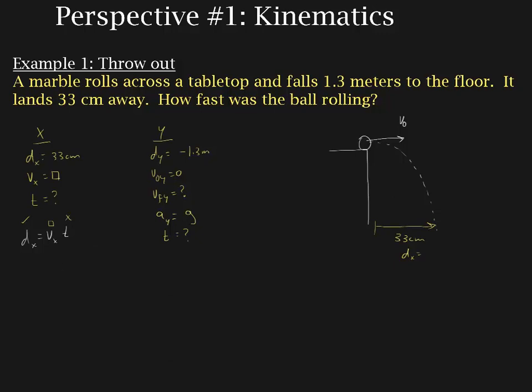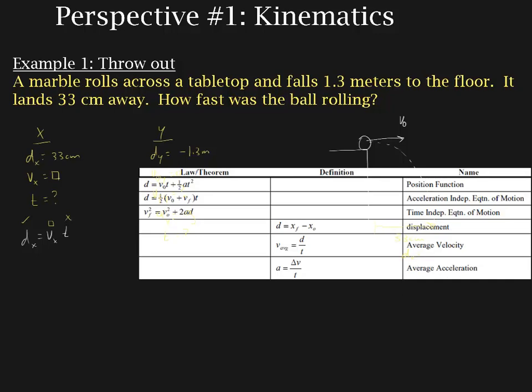Now there's nothing more we can do in the x dimension, so that's going to force us to look at the y dimension. In the y dimension, we need to write an equation. If you look at our equation sheet, we've got several options. Which option is going to be our best option? Well, we know the displacement, the initial velocity is 0, and we know the acceleration, but we don't know time. So this equation can be solved for time, and we could substitute that in our other equation, or vice versa. So this looks like a promising equation.